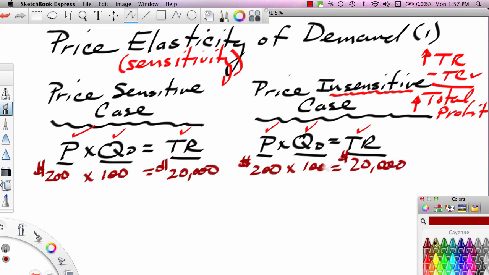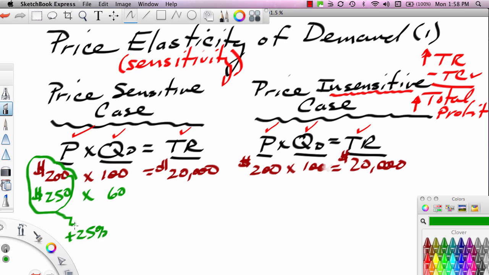Okay. Now, let's start with the price sensitive case. Say that the price increases to $250 per unit. Say that sales drop to 60 units. Now, this is a very, very dramatic drop in sales. The price increase, if you calculate it, is a 25% increase in the price. The sales dropped from 100 to 60. Well, what is that? That's a decrease, and it's a 40% decrease in sales.